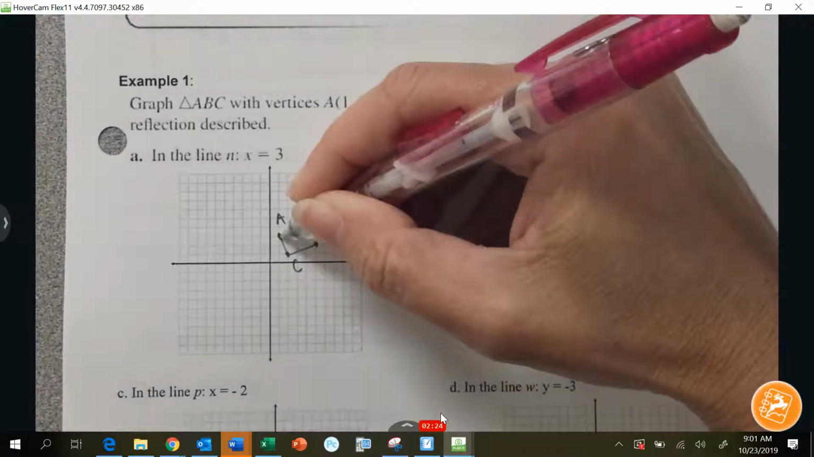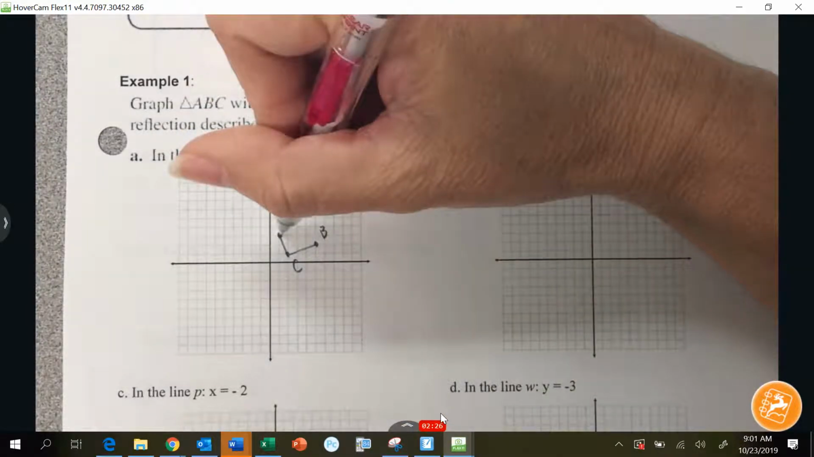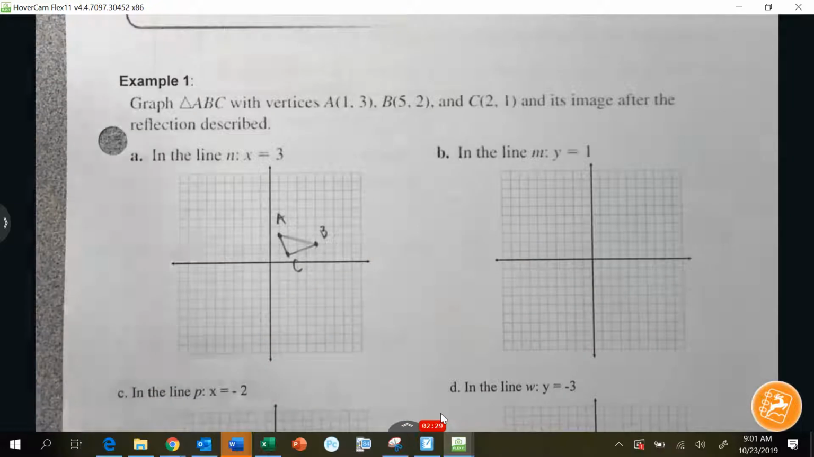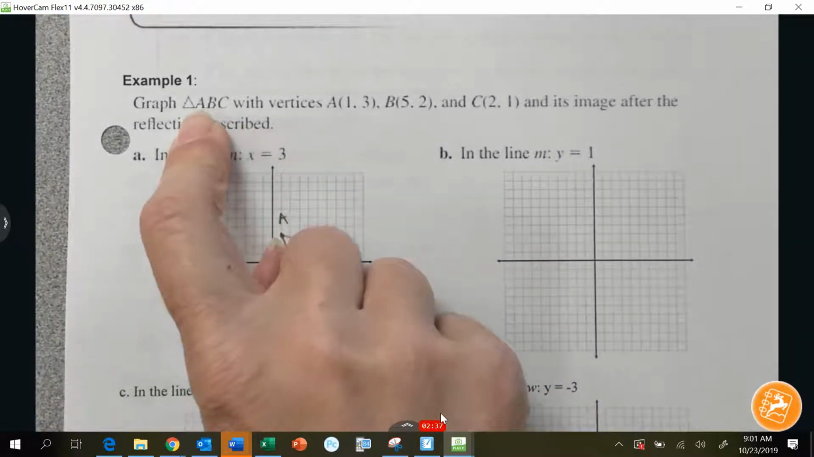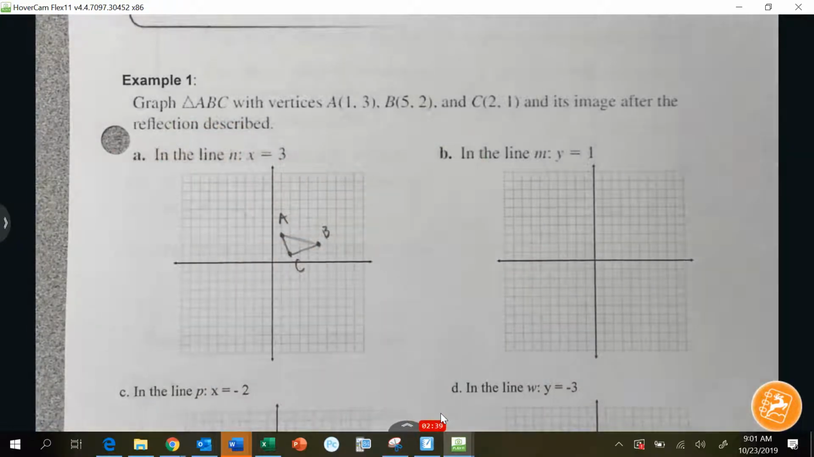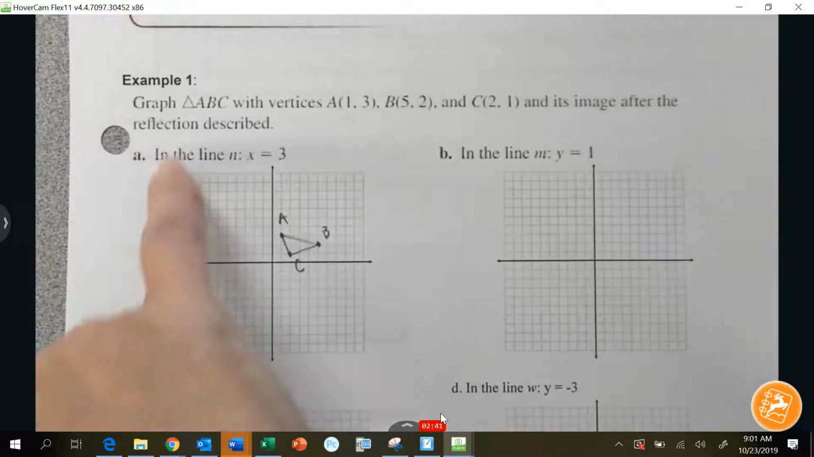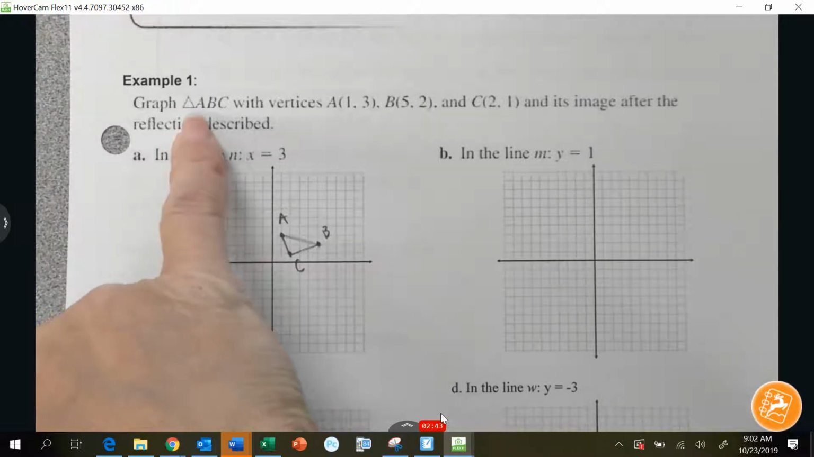How do I know to make it a triangle? Because what? Nope, that's not the only reason. Because it says triangle right there. Because remember, three points could be an angle, but then it would have an angle symbol here. So I know it's a triangle because it says this is a triangle.